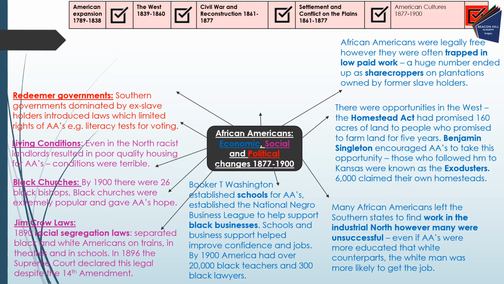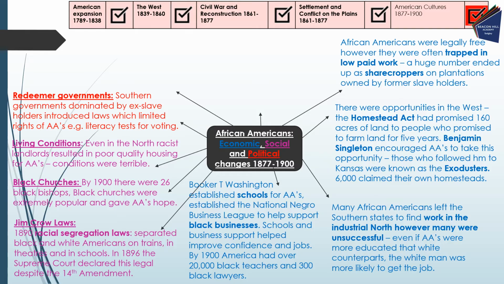In terms of political changes then, we have Redeemer governments, so southern governments dominated by ex-slaveholders, who introduced laws which limited the rights of African Americans. So they introduced literacy tests, for example, for voting. Now, because of the segregation in the South, with things like the Jim Crow laws, the education that African Americans were given was not of a high quality like it was for white Americans.